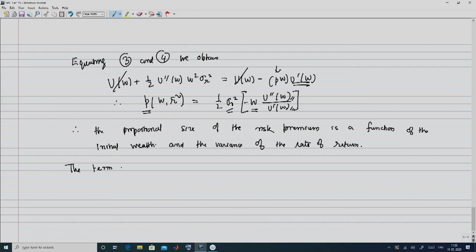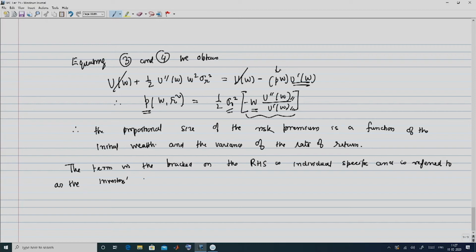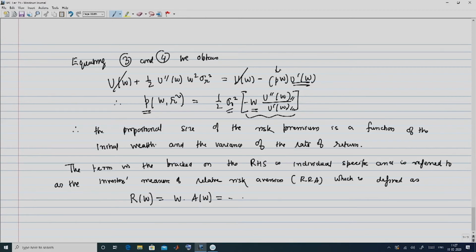The term in the bracket on the RHS, that means this term here is individual specific, because it depends on the wealth level W and the utility of the individual, and is accordingly referred to as the investor's measure of relative risk aversion, RRA, which is defined as R of W is W into AW, which is minus W of U double prime of W divided by U prime of W.